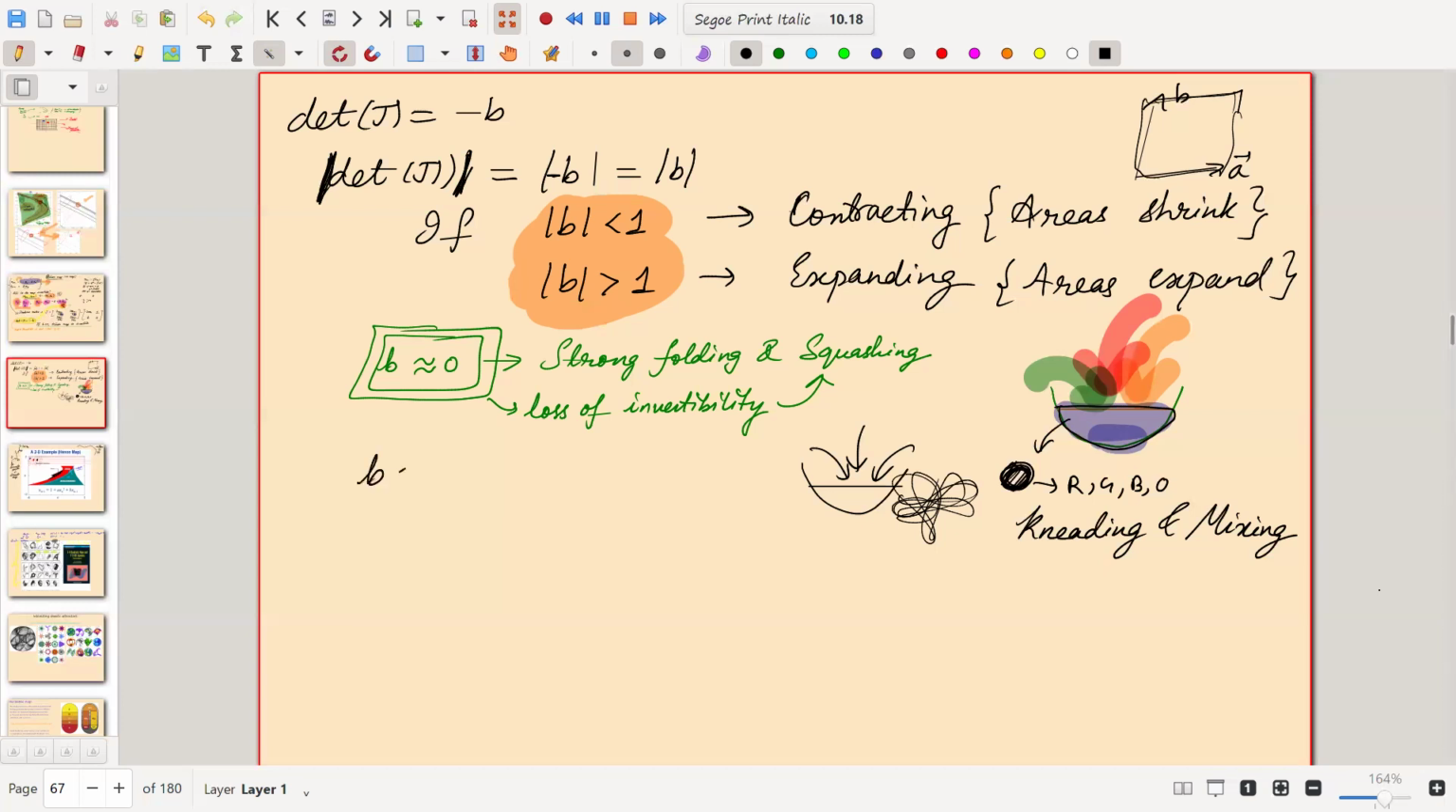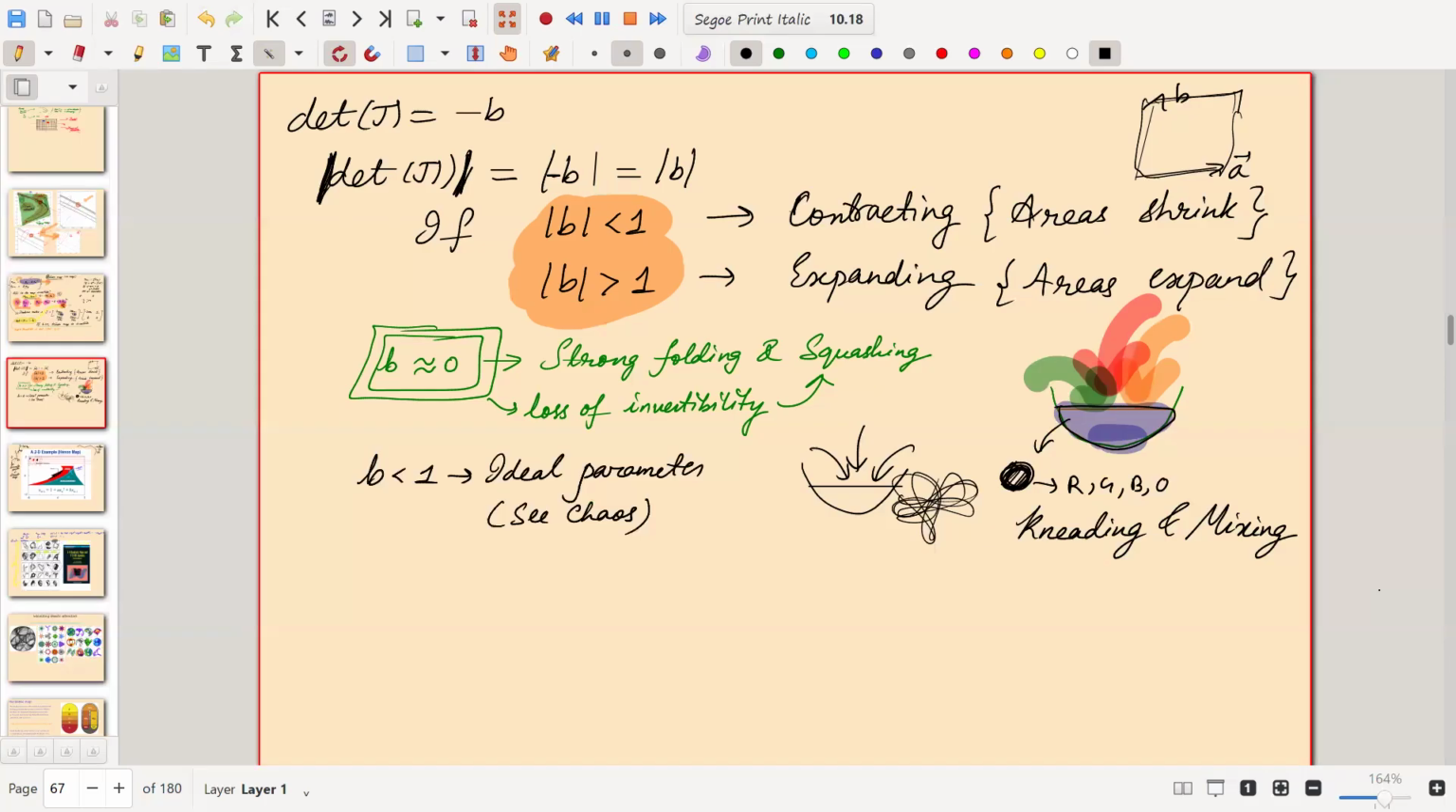So what happens if b is less than 1? If b is less than 1, it is an ideal parameter. Why? This is an ideal parameter because here we can see chaos. So this is about the Henon map.